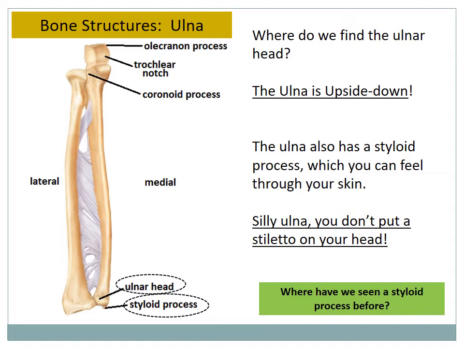So ulna is upside down and it has a stiletto on its head. Okay, so that's how I imagine that bone to be. This is the third time we've seen a styloid process. So where have we seen a styloid process before? So we have found it on the temporal bone, on the radius, and on the ulna. Okay, so we found it in those three places. So you do have some style in those three places, right? You put earrings in your ears for some style, maybe a watch on your wrist for some style. So maybe that'll help you remember that there's some styloid processes there.